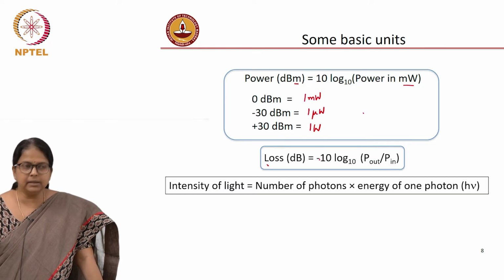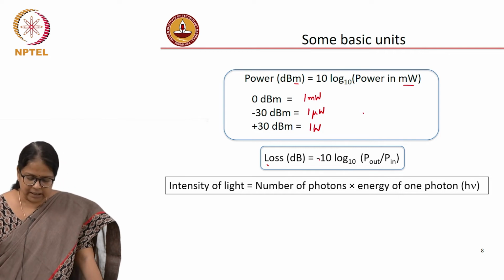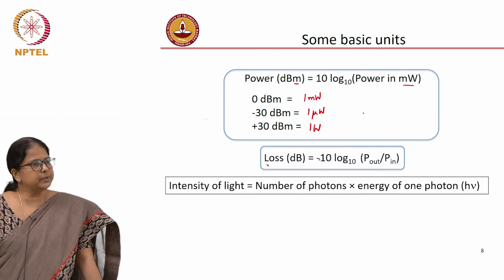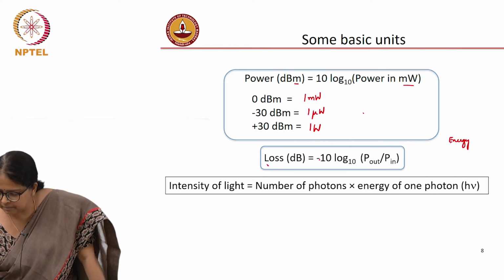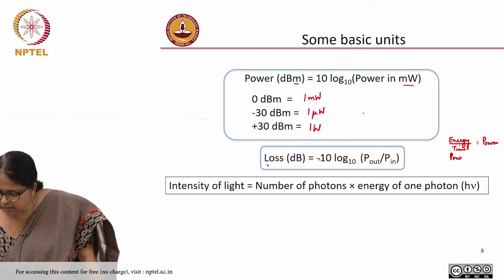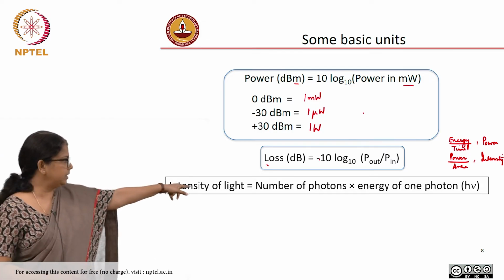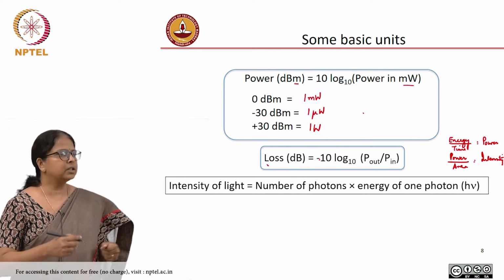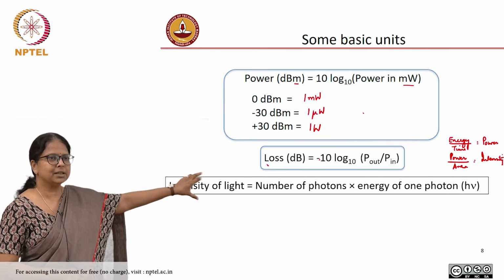The other fundamental information which may be useful to you is that intensity is number of photons times the energy per photon. Power per area is intensity. Energy per time is power, and power per area is intensity. Let us say the intensity on the screen is certain milliwatts per centimeter square. It means that the power falling on the screen per unit area is that.